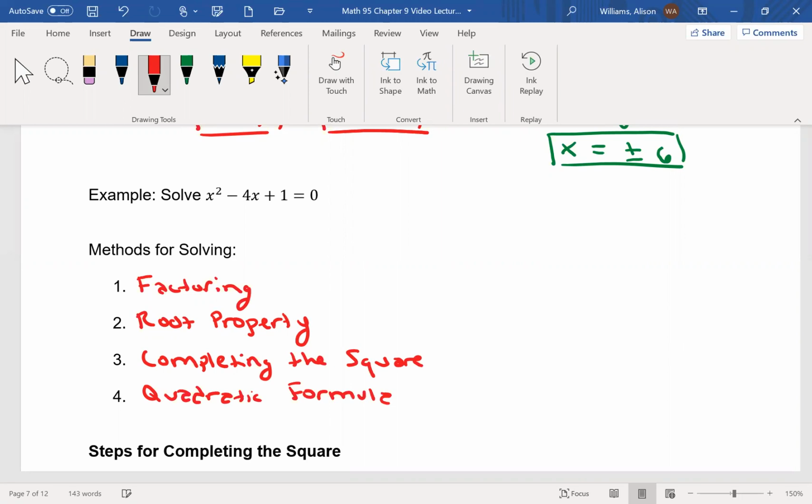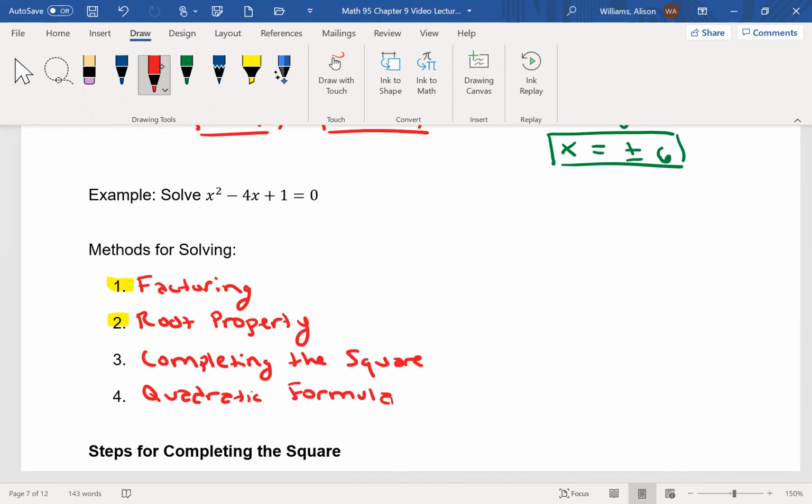So these first two methods that we've learned only work in certain cases, only when we're factoring or only when we can take a square root and get rid of our exponent nicely. But completing the square and quadratic formula, they'll work in every single case. Now, completing the square is not the more desirable of the two methods, but we need it in order to do the quadratic formula. So we're going to learn the method, and then we're going to use it in the next section to help us create the quadratic formula, which is the better choice for us.